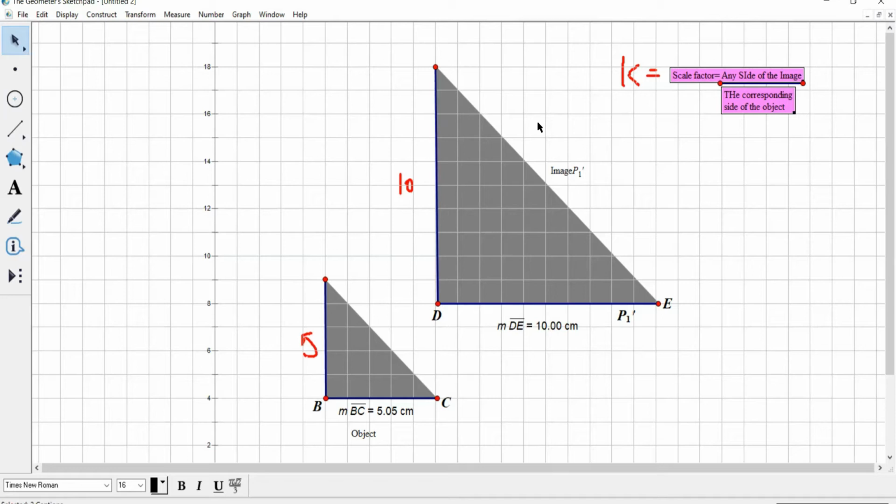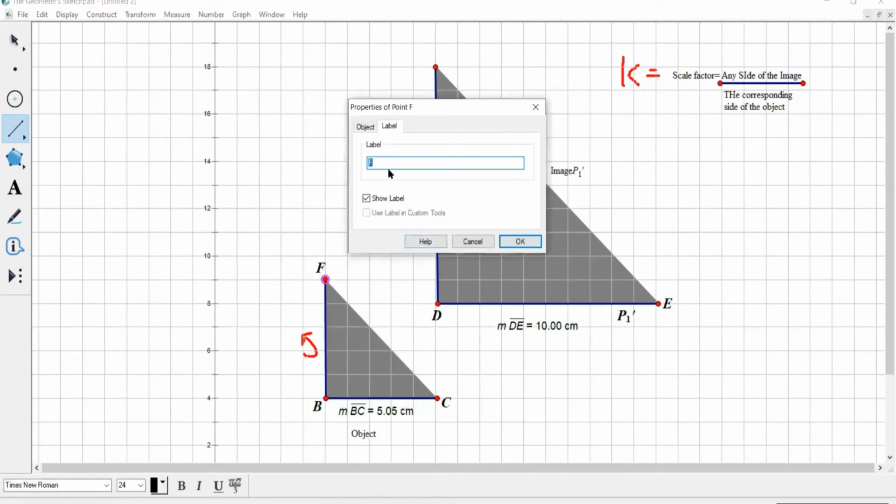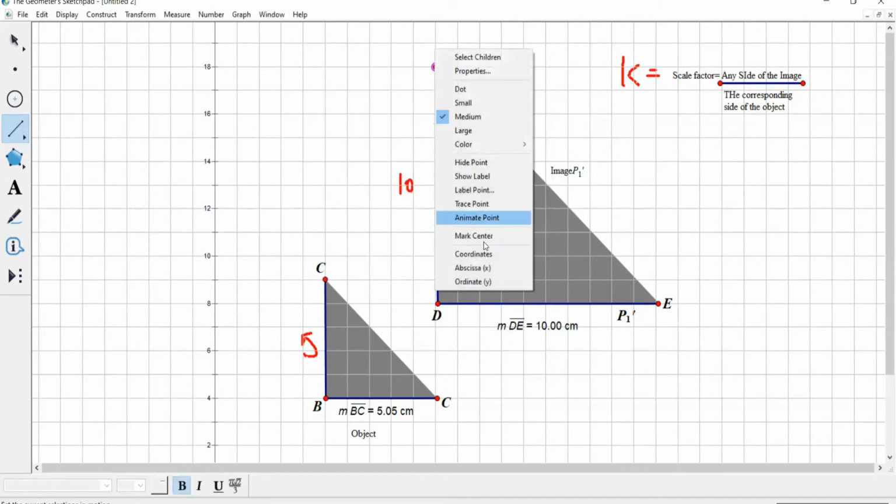Now, the next thing we need to know, guys, which is extremely important under enlargement, after we find the scale factor, is finding the center of enlargement. To find the center of enlargement, you draw a line that passes through the image and the object. So for example, this point right here is the object C. I'm going to label this one up here C prime.